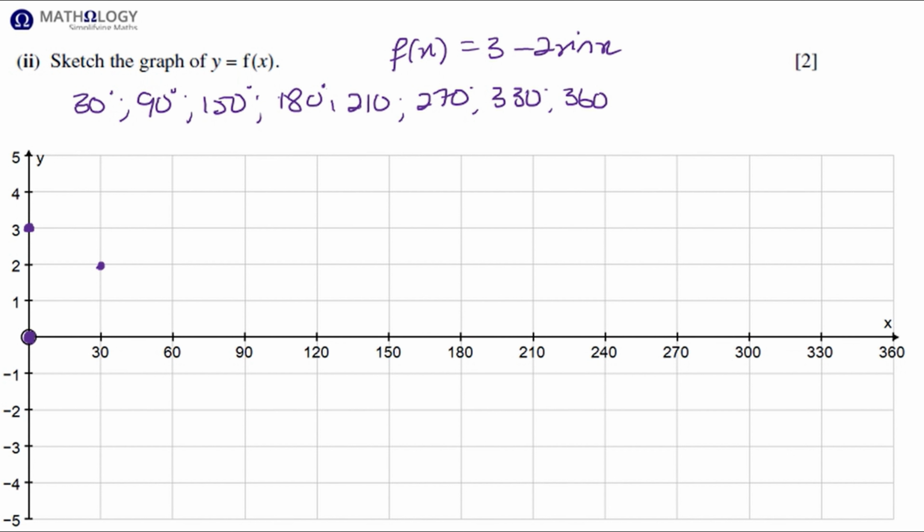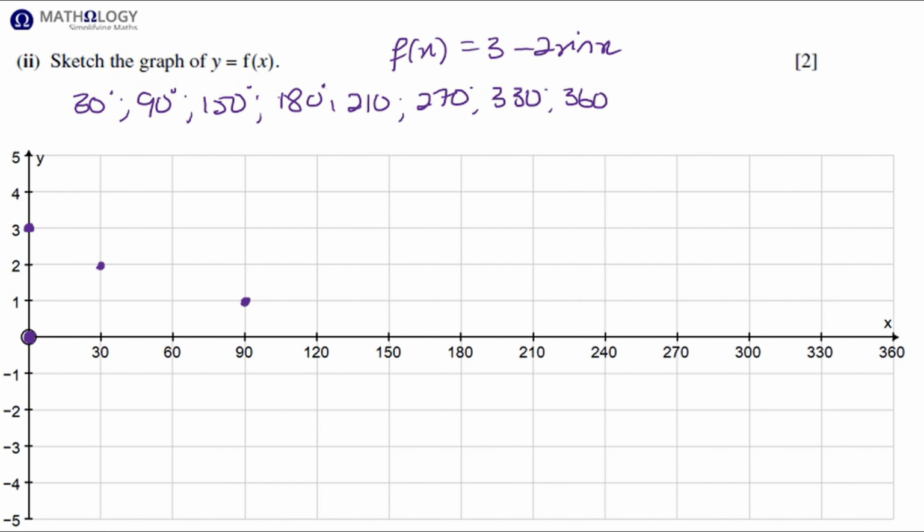Sine 60 will not work. Sine 60 is root 3 over 2. That's an irrational number, and you want to avoid irrational numbers because we're plotting neat values for y. Sine 90 is 1. 1 times minus 2 is minus 2. 3 minus 2 is 1. So the next value for y will be 1.